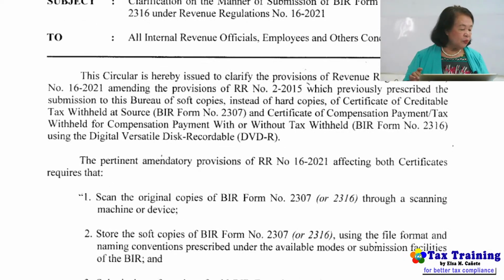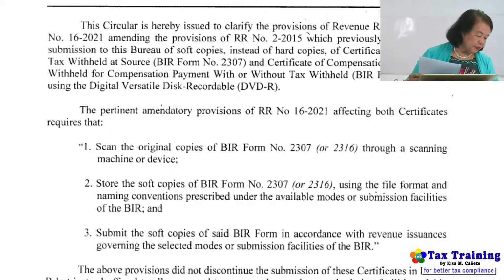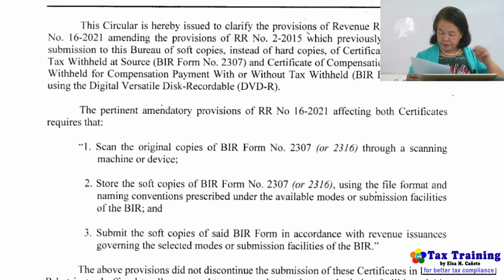So what are these modes of submission? They say the submission under 82-2020, the naming conventions, and then the one under 49-2020, which is through the Revenue Collection Officer. For 82-2020, what are the naming conventions and files?